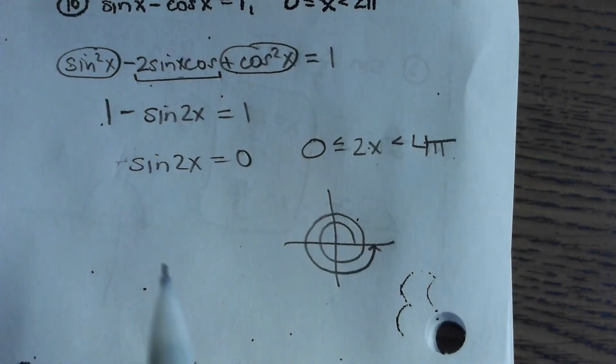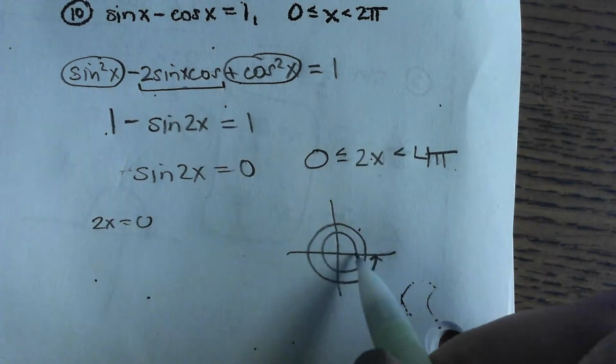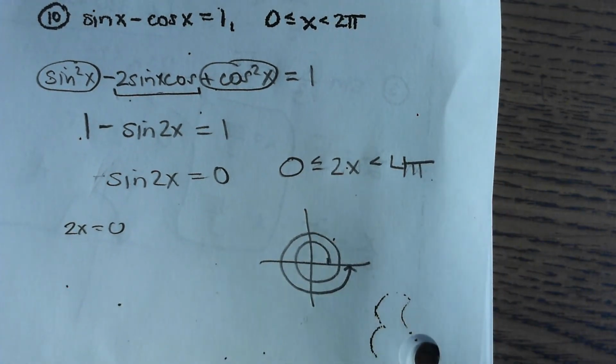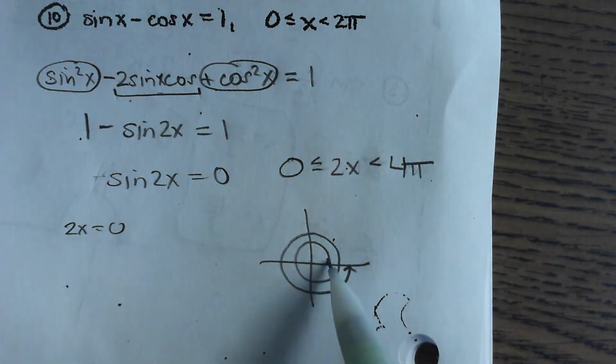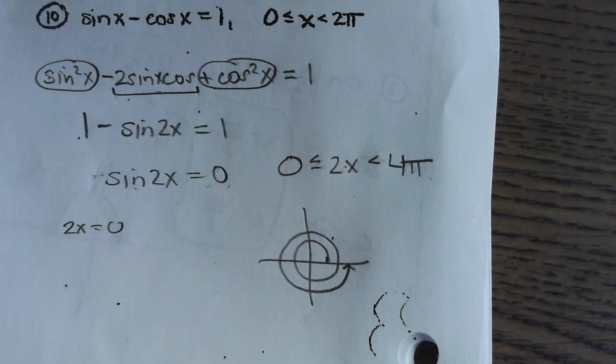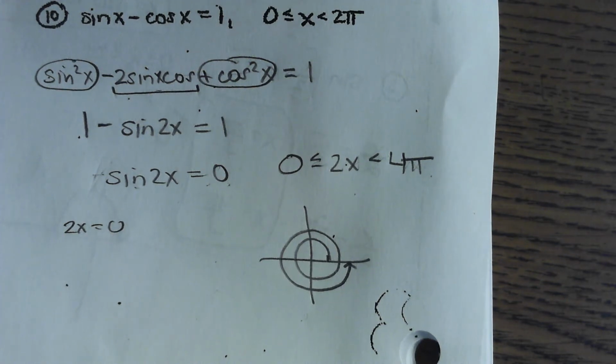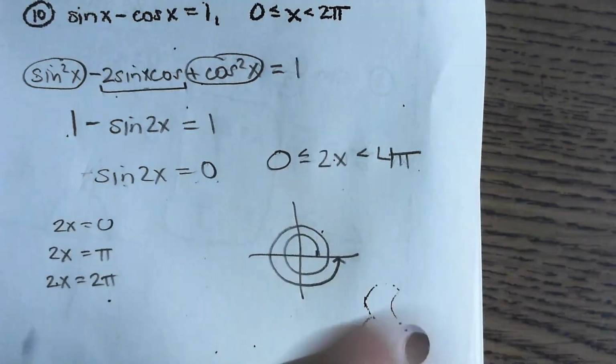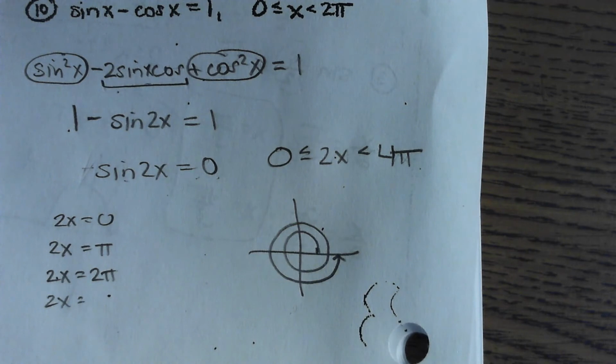Bridget, so what is the first angle that has a sine of 0? 0, so 2x could equal 0. As we continue around the circle, what's the next angle we're going to get to, Trista, when sine equals 0? You missed one. Pi. So 2x could equal pi. Then 2x could equal 2 pi. And then 2x, there's one more. What is it? Nate.